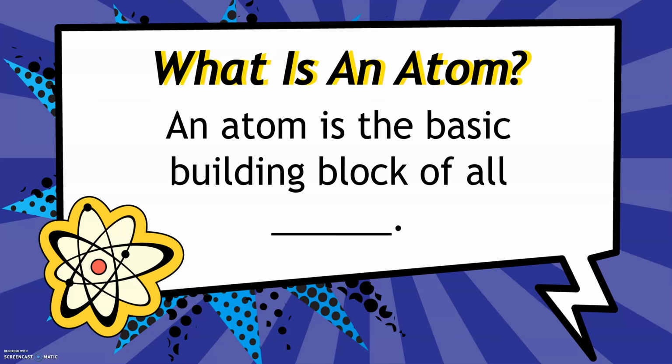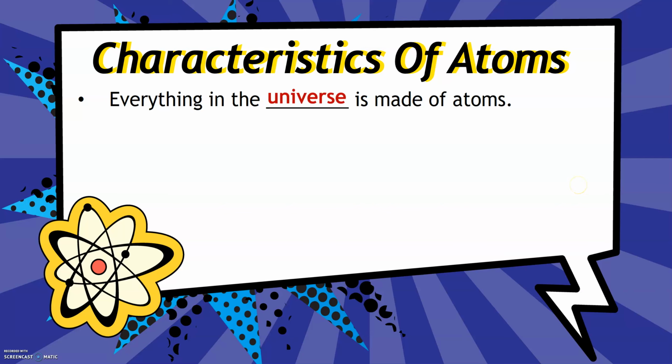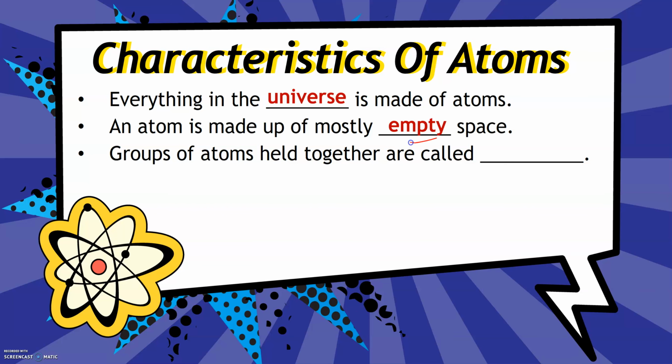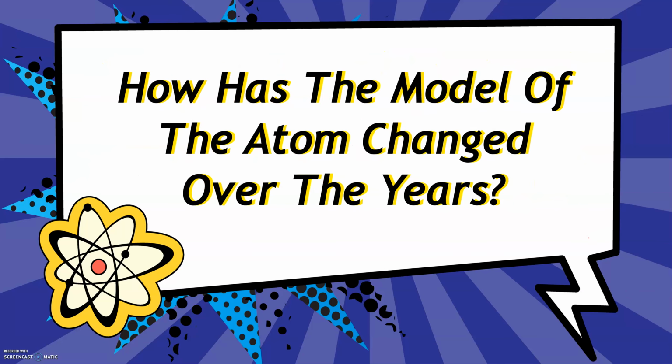So what is an atom? An atom is the basic building block of all matter. We know that, right? So some characteristics: everything in the universe is made of atoms. An atom is made up of mostly empty space, right? Groups of atoms held together are called molecules, and elements are made up of only one type of atom. This is all review.